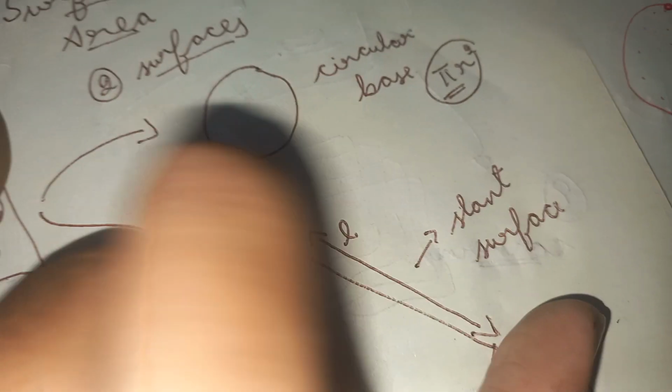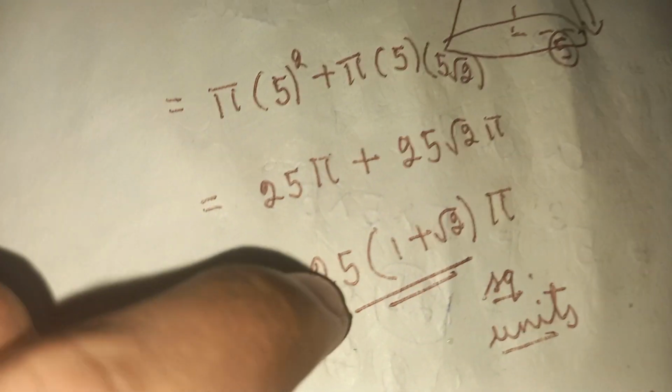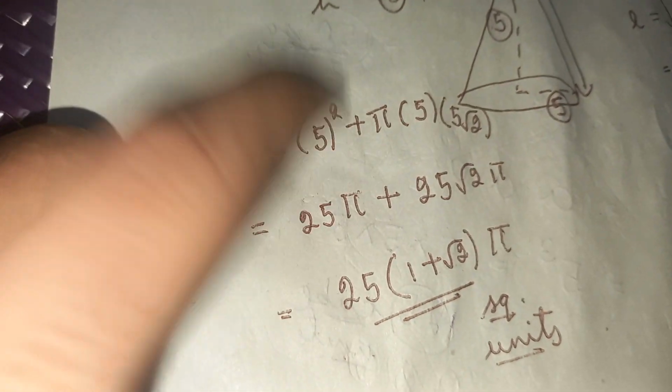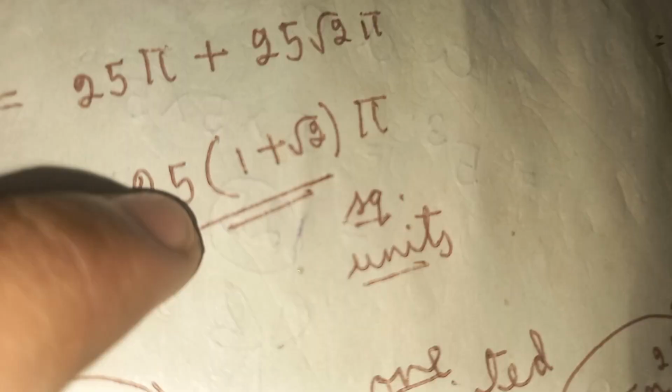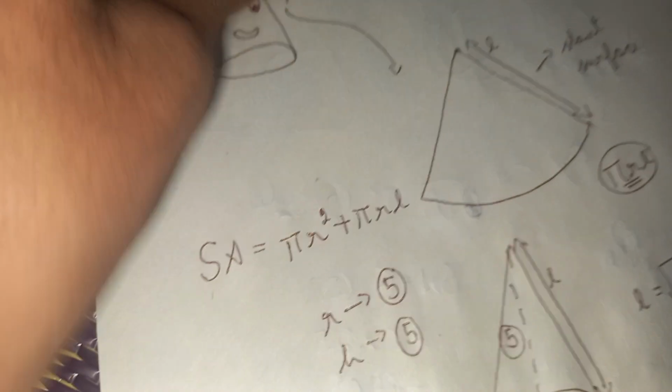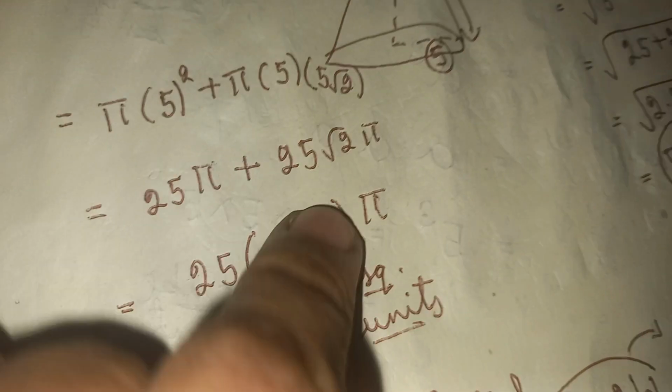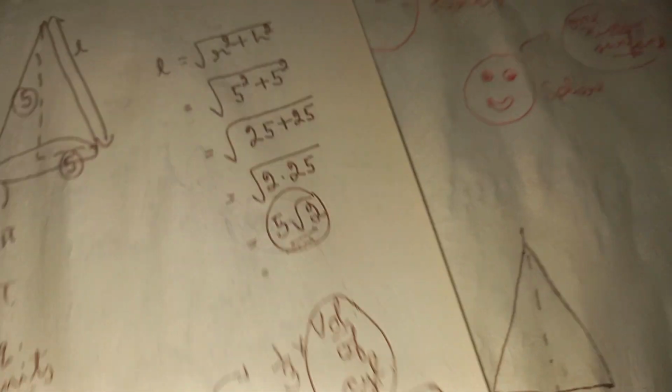And the flat round surface is equal to pi r square, which is 5 square times pi, that is 25 pi. So the complete surface area of the cone is equal to 25 times (1 plus root 2) pi square units. Do you know one more thing?